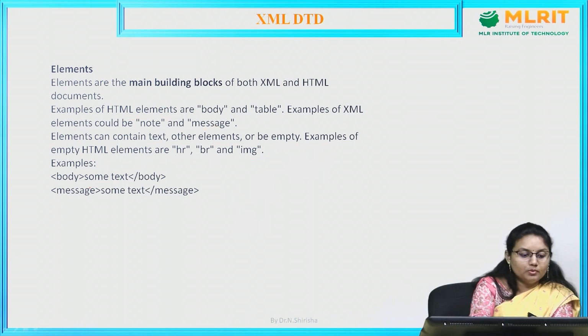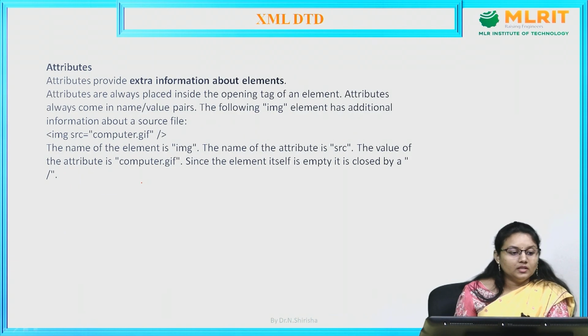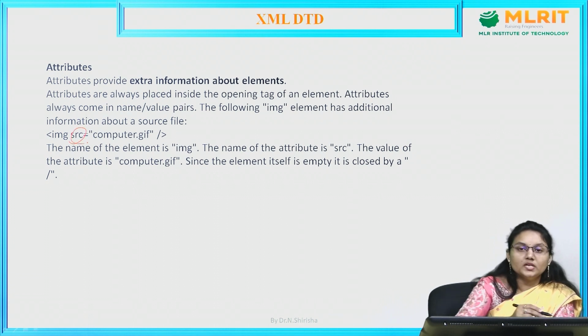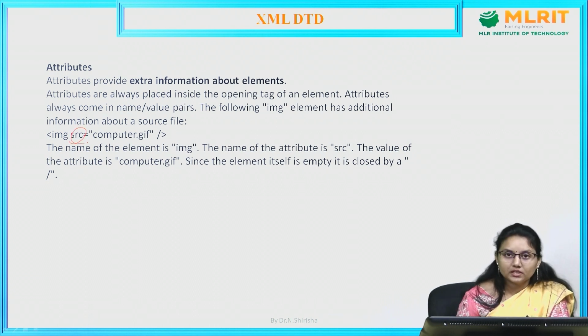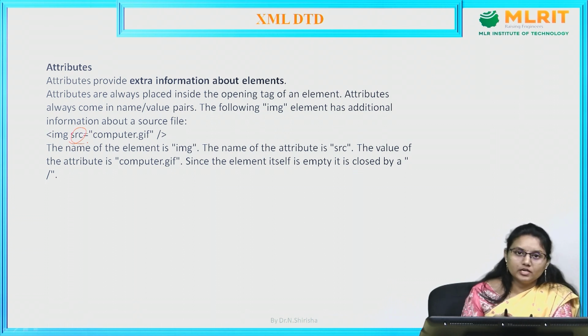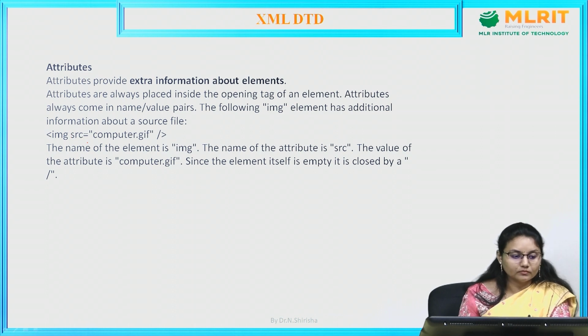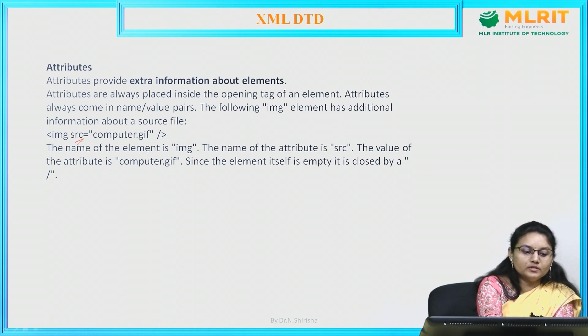Okay, so body and closing body. Then attributes. Whatever properties you are going to define for a particular tag, those are attributes. We have already discussed this from HTML also. So that is extra information about the elements that you are going to define. Suppose for image you have a source. So source is what? This is an attribute.